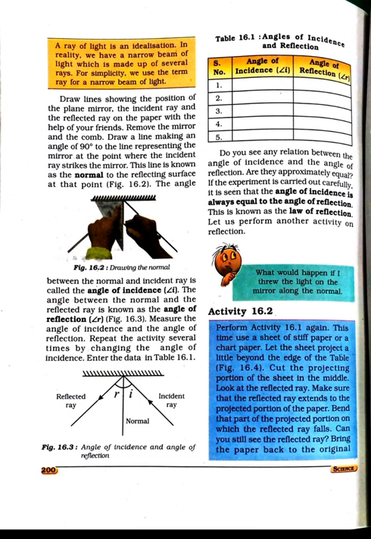Reflection of light obeys certain rules called as the laws of reflection. First law of reflection: angle of incidence is always equal to angle of reflection. The second point: incident ray, reflected ray and normal at the point of incidence to the reflecting surface lie in the same plane. From the diagram it is very much clear.